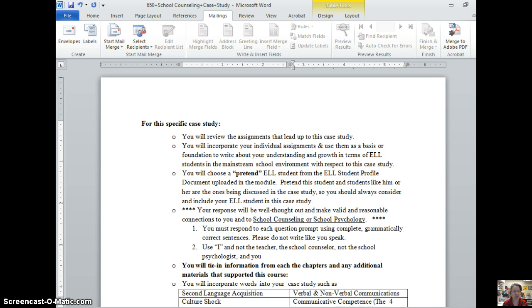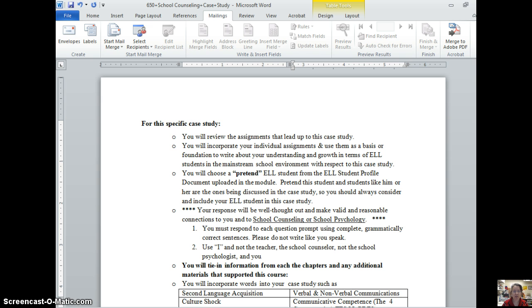Case studies are used in school counselor education, school psychology, teacher education, and special education as a way for us to apply what we've learned to a theoretical, somewhat real life situation.